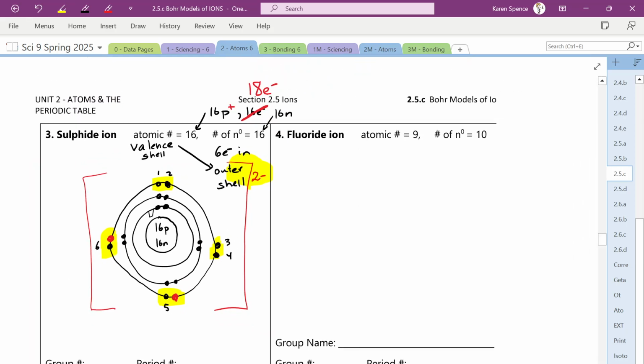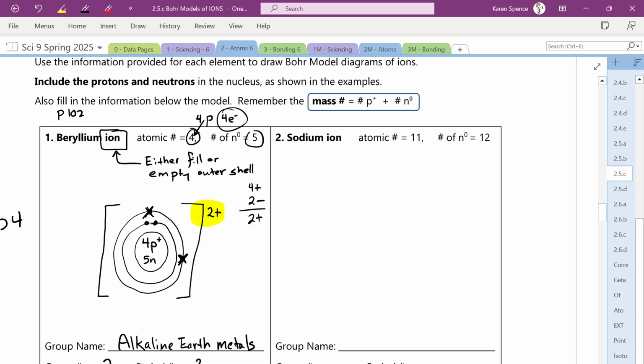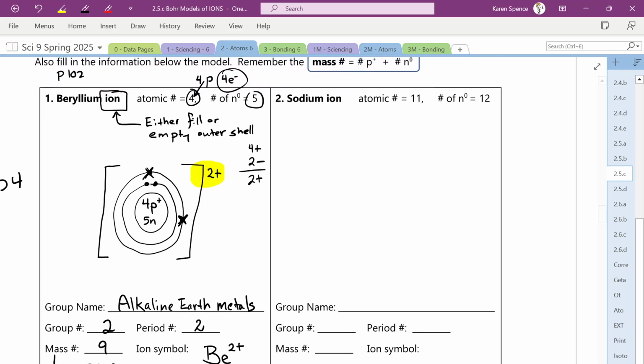All right. So are we good? Does anyone want to see another example or two? Yes? Okay, thank you. You're like, yes, please, yes. All right. Let's go back then and do sodium, on page 102.